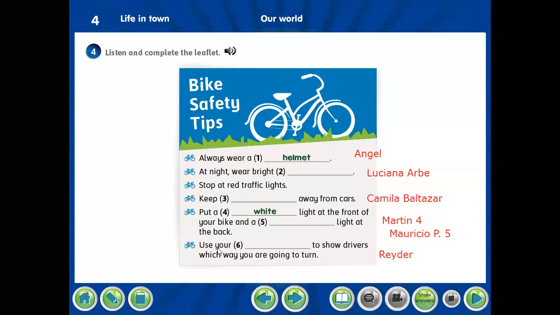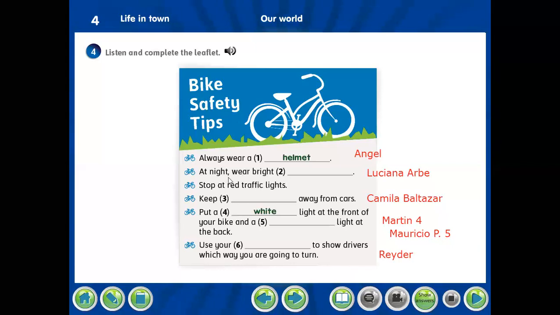Raider, please, can you read the number six? Raider, please, the number six. Raider, read the number six, please. Okay, okay, let's see. Who can help me? Raider, te estoy diciendo que leas la número seis. Your part, Raider. This is your part.